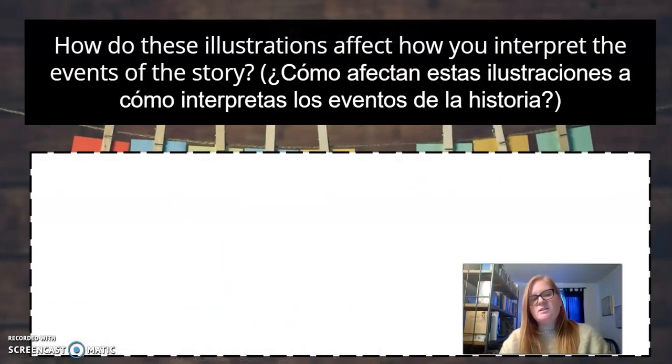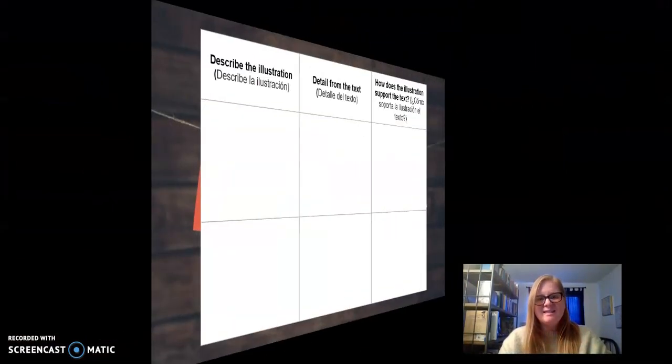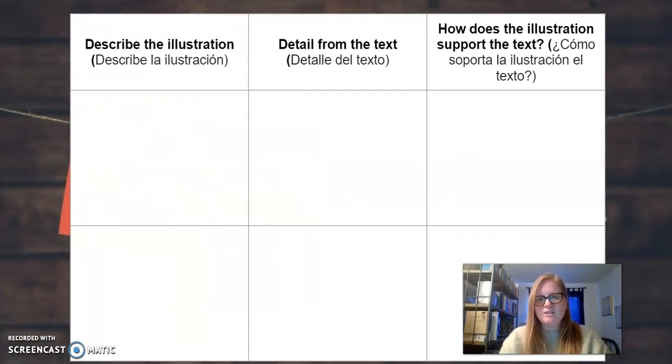Well, so first, how do these illustrations affect how you interpret the events of the story? Actually, I might switch these slides because I think that this one is actually going to help you out to answer that question. So I'm going to switch these slides. You are going to describe the illustration. For instance, I said it's kiddos looking at mom who's looking at a blue bowl.